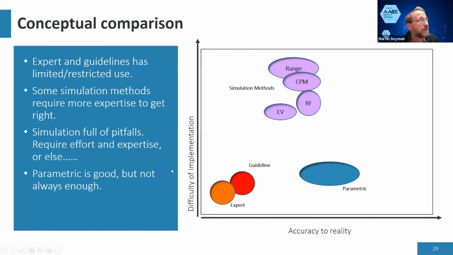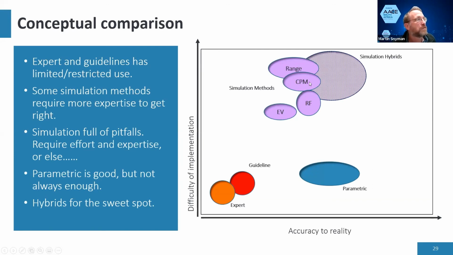Then there's the parametrics. Easy to implement once you've got the model, difficult to develop the model, but they can be very accurate, especially for small projects. But for the sweet spot, you need to look at hybrids. So, range estimation, you use it to apply to your critical path method, to your risk factors, but not really to your expected value. And you combine these and you get a bit of a better thing, because critical path doesn't have the cost element in it yet, and so forth. So that's the one group of hybrids that you get.